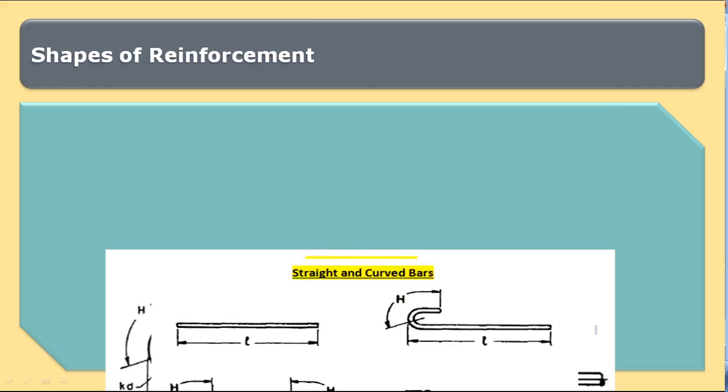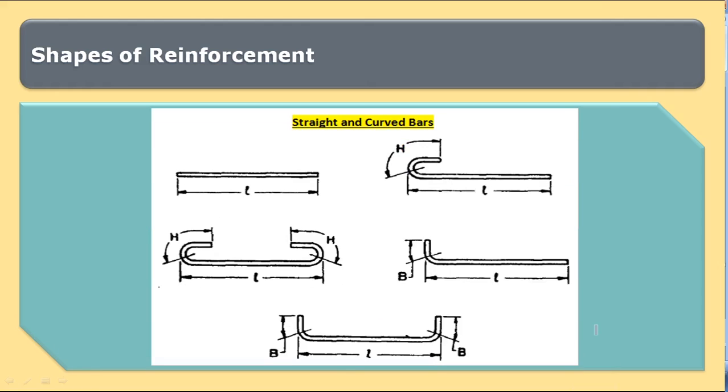Another type of shape which is common is straight bar and curved bar. Straight bar can be a simple straight bar without hook and bend. A straight bar can also be with single hook and single bend, or a straight bar with two hooks, that is one on either side, or a straight bar with two bends, one on either side. So in order to calculate the quantity of steel reinforcement, we need to calculate the length of each of these bars.